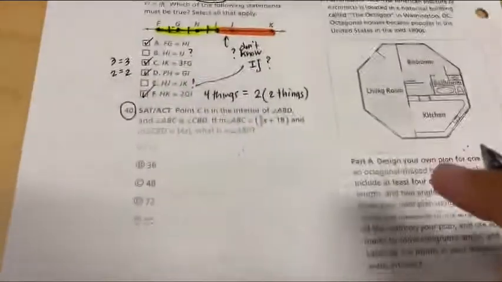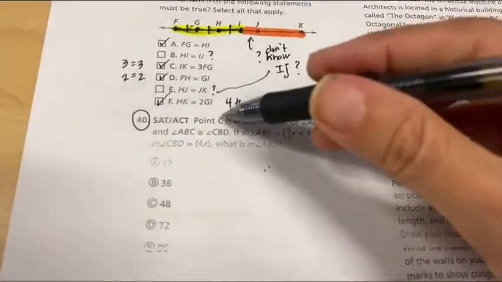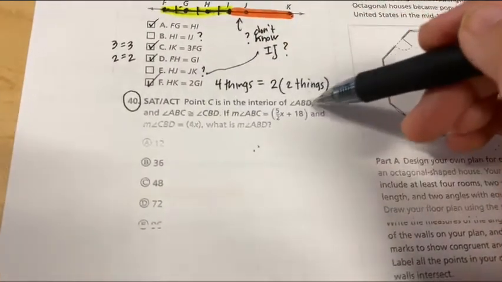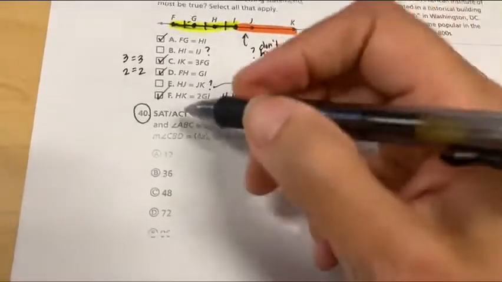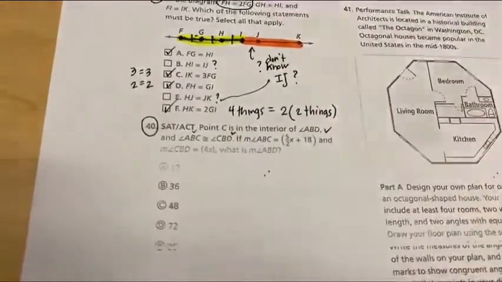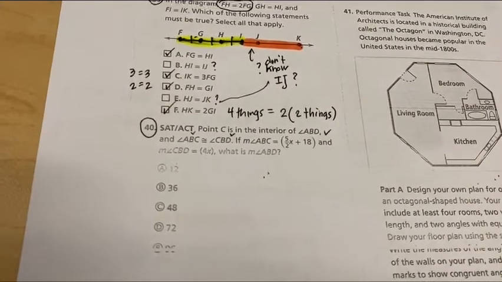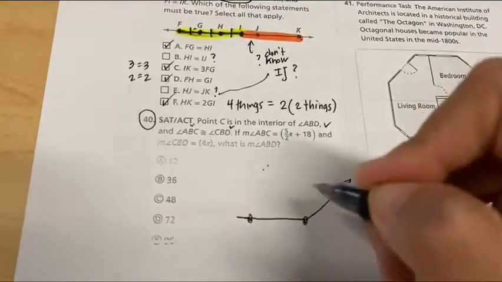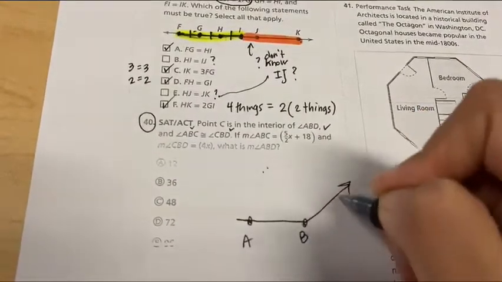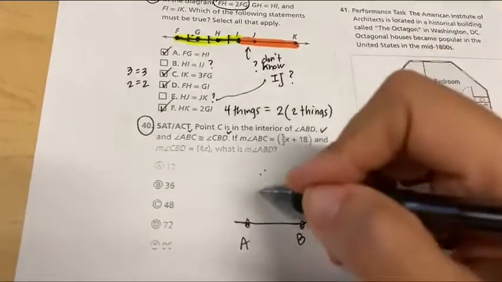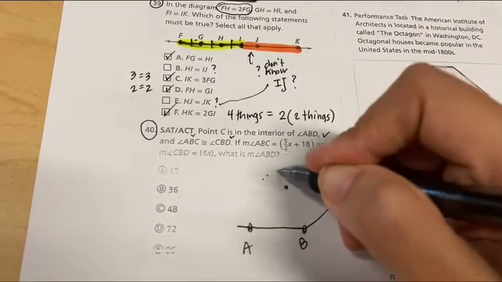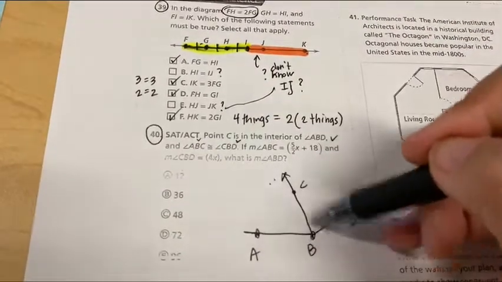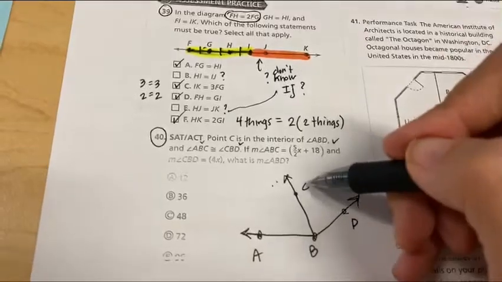Now let's take a look at our last one. This is an SAT practice question, and there is a little bit of geometry on the SAT and the ACT, so let's take a look. Point C is in the interior of angle ABD, and angle ABC is equal to angle CBD. Oh boy. So let's draw a picture. A, B, D. And they said point C is somewhere in here. I don't know where, so I'll just plop it down somewhere. C.